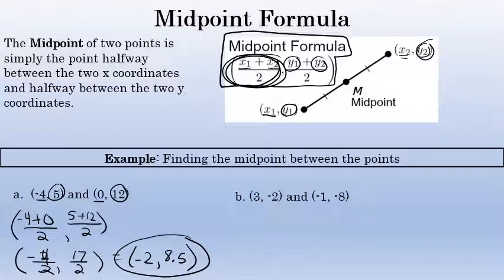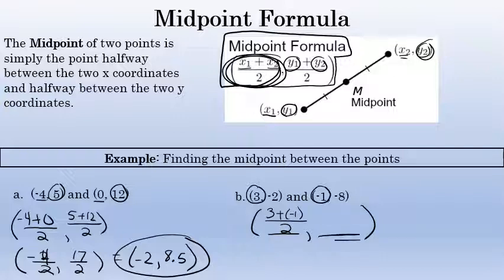How about the midpoint between (3, -2) and (-1, -8)? Well, the midpoint will have an x-coordinate and a y-coordinate. The x-coordinate is the result of adding the x's and dividing by 2. So let's add the x's, 3 plus -1, and then divide by 2. To find the y-coordinate of the midpoint, I will add the y values and divide by 2: (-2 + -8) divided by 2.